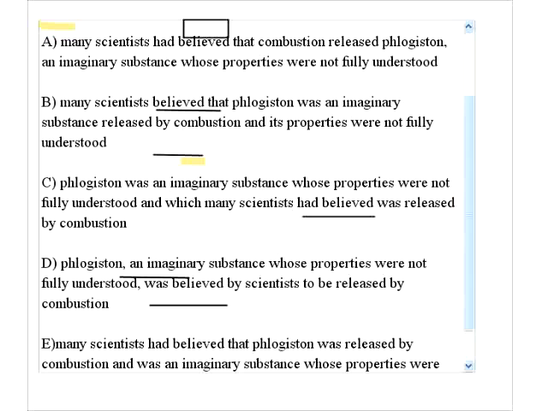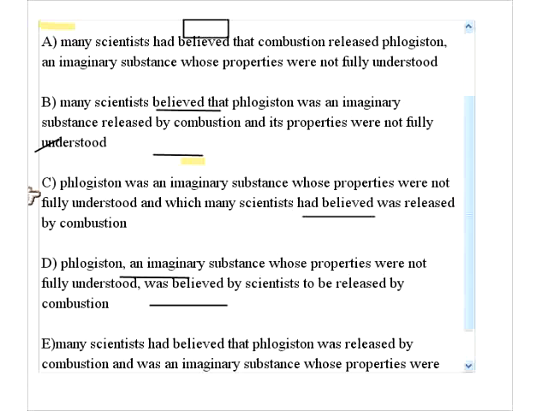Yeah, Amory, absolutely. They believed that combustion released phlogiston. Clearly, the scientists didn't think it was imaginary. They believed in it. That's the whole point, right? So B totally screws up the meaning. But you see how easy that is to miss when it's fairly straightforward? So always be on the lookout. Don't leave meaning and context out of here.